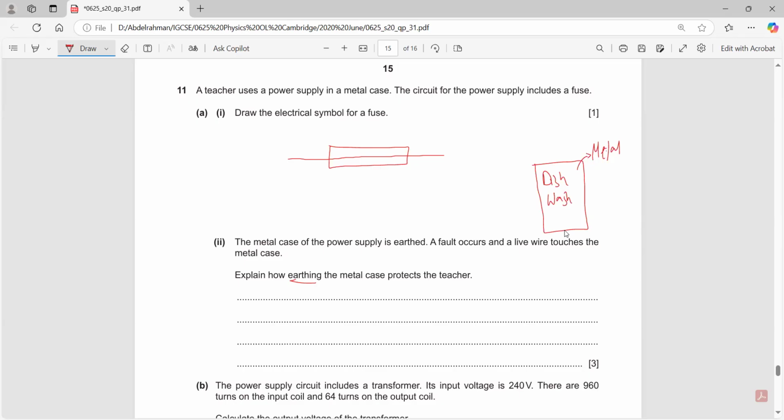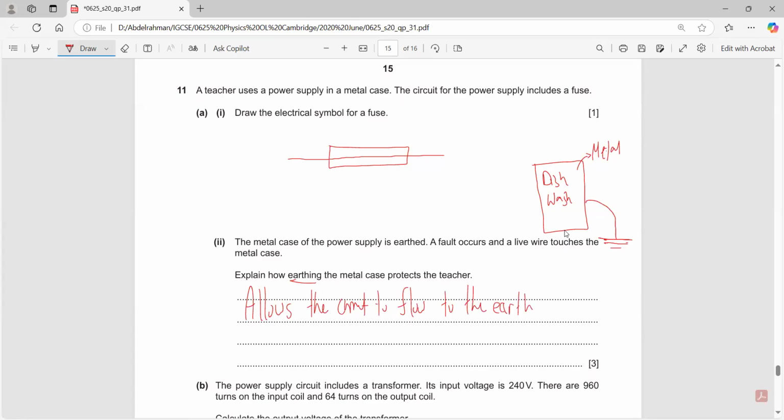We might get electrocuted. So what does this earthing do? How do we connect this earth wire? It's simply a wire connected to the earth. If you have any excess electrons, it allows the electrons to flow, or allows the current to flow to the earth, or to the ground.